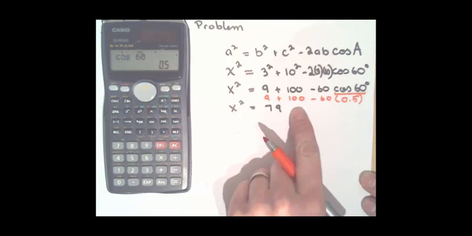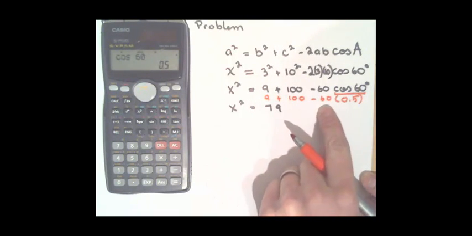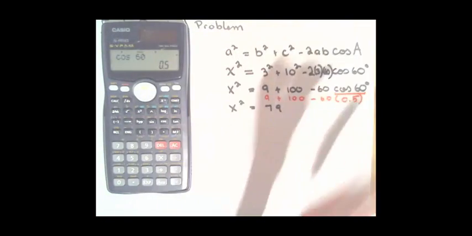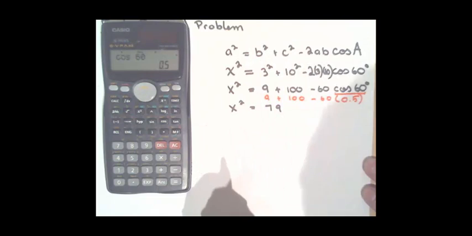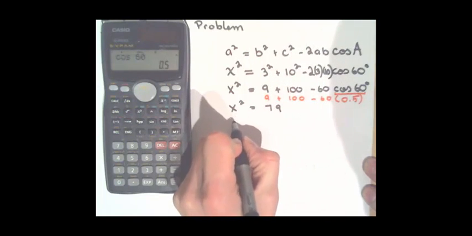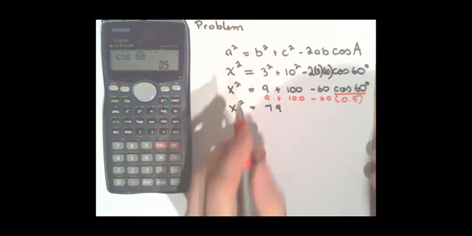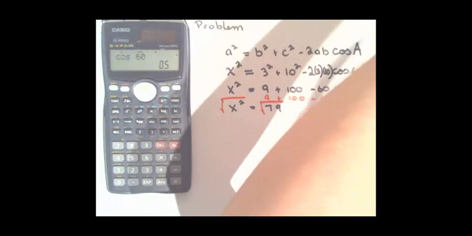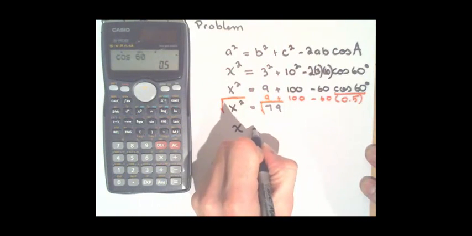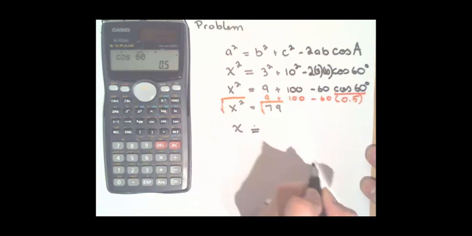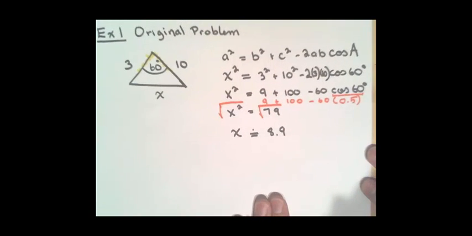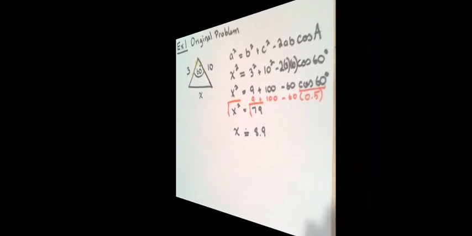So 9 plus 100 is 109. 109 take away half of 60, that would be take away 30, and that would still give us the same answer. X squared is 79. And as I mentioned a few minutes earlier in the video, now you need to take the square root. You have the option of showing this with the square root here, and I'll show you after how you can just jump to the answer. The square root of 79 is roughly equal to 8.9 units. And we found the missing side in the triangle in question.